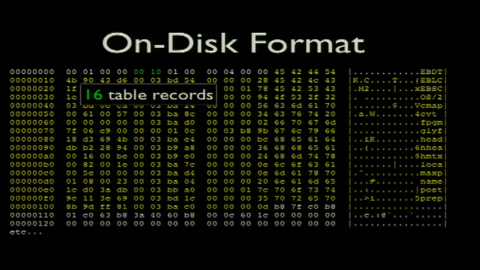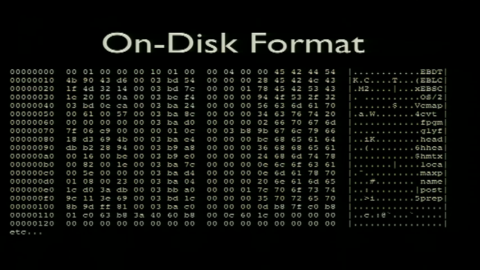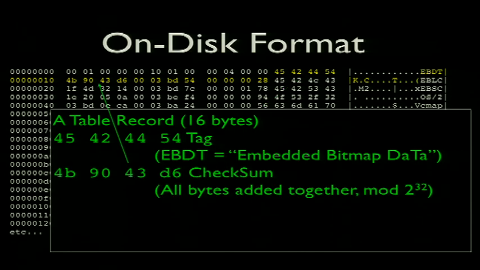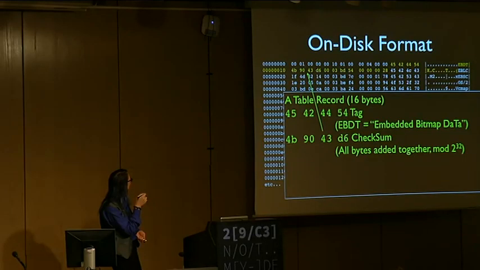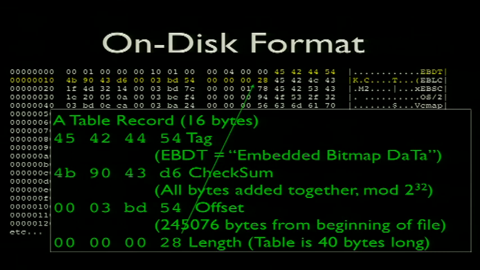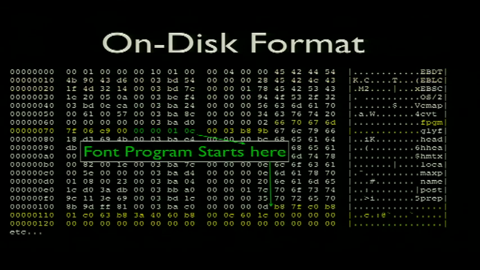So there's basically 16 tables in this font here, and each one is 16 bytes long. Each one starts with a little tag. This one's the embedded bitmap data tag, which has that magic number. It's got a checksum, which is literally just all the bytes added together, truncated at a 32-bit boundary. And this is where it starts in the file, and that's how big it is. Anyway, next one, same thing, and so forth. So in this particular font, the font program, which is this particular table entry, starts over here.